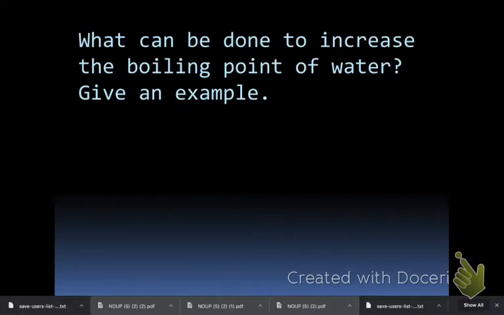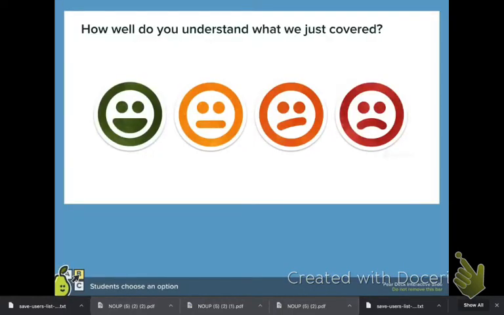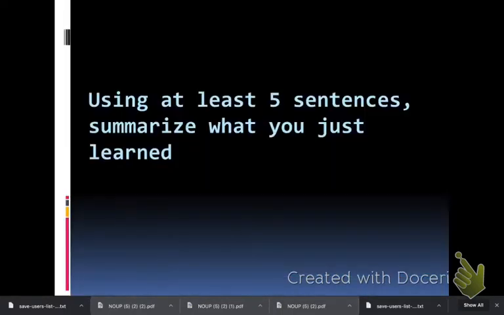And what can be done to increase the boiling point of water? Give an example. And how would you decrease the boiling point of water? Give an example. And using at least 5 sentences, summarize what you just learned. And let me know if there's anything that you didn't know before that you found particularly interesting.